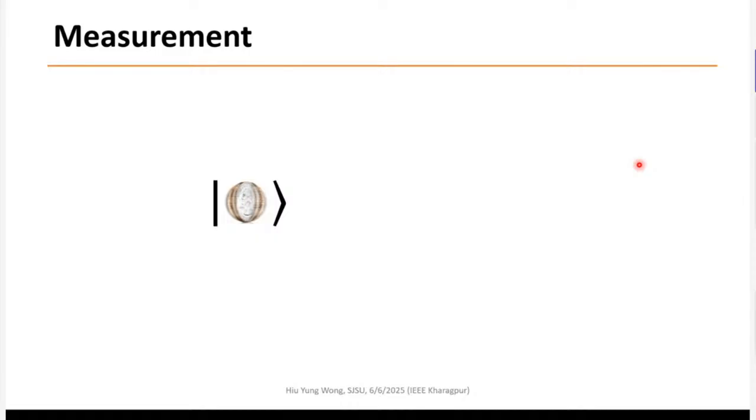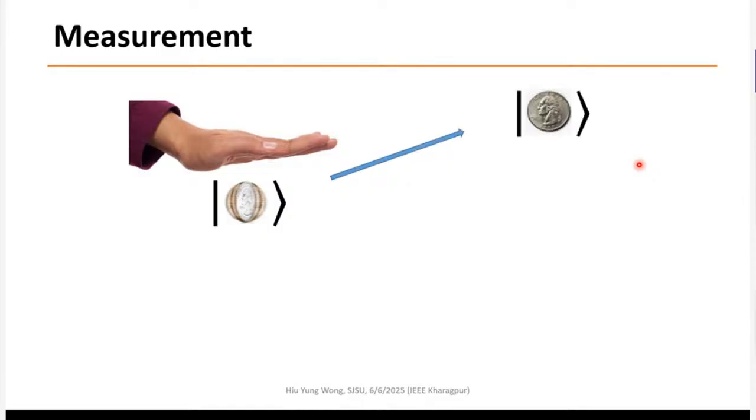If it's so special, then it would be great if we know what alpha and beta are. But unfortunately, think about the spinning coin. If I want to know its state, what will you do? You need to stop it. That is a measurement. Then the coin will collapse to either head or tail.